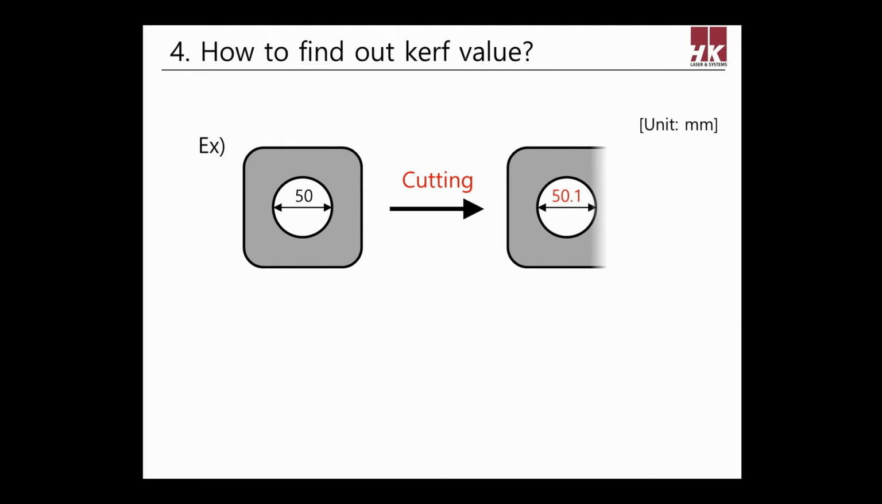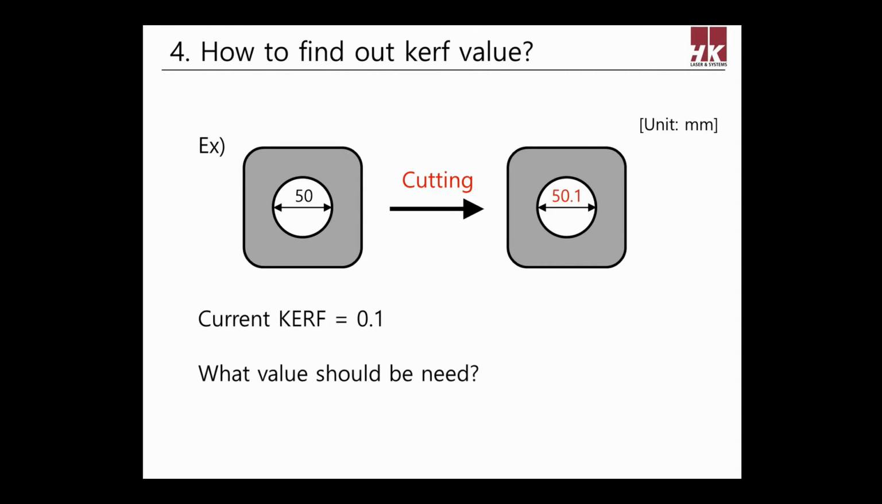Let's practice together. Let's calculate from a 50 millimeter inside hole. After cutting, the size 50 was 50.1. If the current kerf is 0.1, how much kerf is needed to cut 50.1 to 50? The answer is 0.15. 0.1 plus 0.1 divided by 2 equals 0.15.